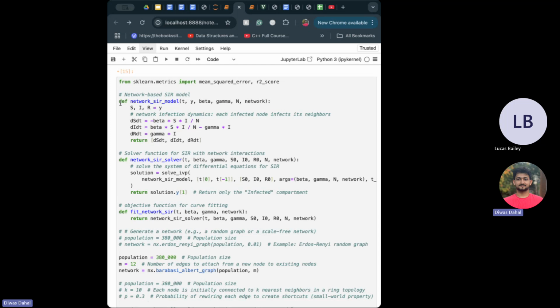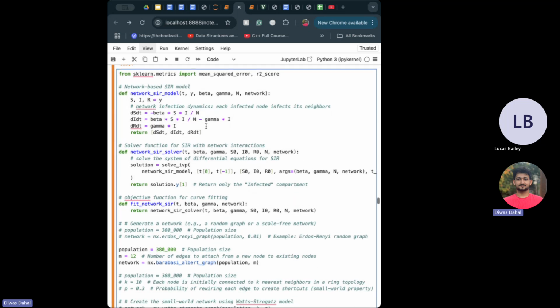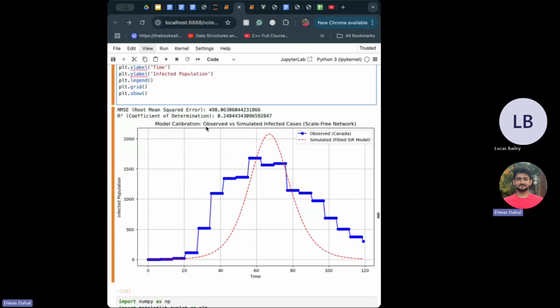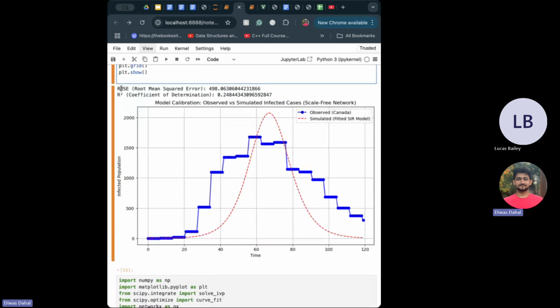And as you can see, we did the simple model. The network is actually not being used here, so we're just assuming that every node is connected. And one thing we noticed was we also calculated the RMSE and then the coefficient. It just shows that 24% of the variability here is explained.